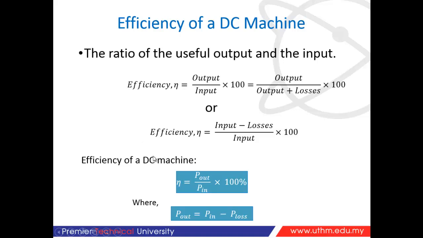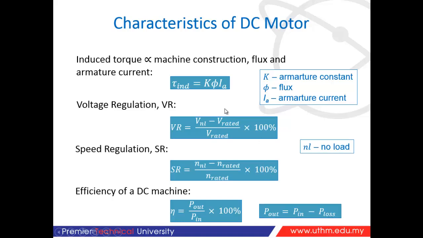What kind of input do we want to measure here? Actually, we want to measure the power: the power output and also the power input. The power output is equal to the power in minus power loss, divided by the power in. This is the characteristic that we can summarize for this chapter, part 1.